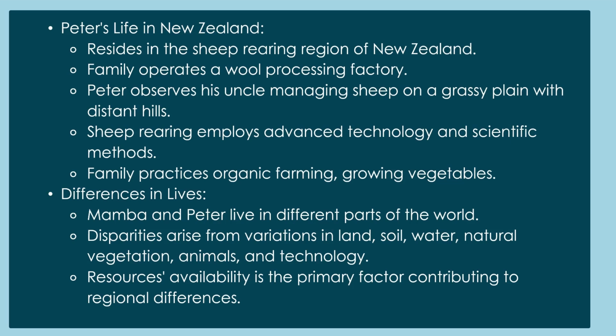Now, what are the differences in their lives? Mamba and Peter live in different parts of the world. Disparities arise from variations in land, soil, water, natural vegetation, animals, and technology. Resource availability is the primary factor contributing to regional differences.